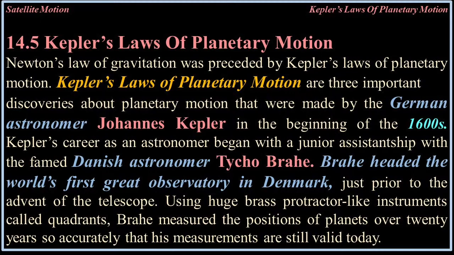Kepler's career as an astronomer began with a junior assistantship with the famed Danish astronomer Tycho Brahe. Brahe headed the world's first great observatory in Denmark, just prior to the advent of the telescope. Using huge brass protractor-like instruments called quadrants, Brahe measured the positions of planets over 20 years so accurately that his measurements are still valid today. Tycho Brahe.